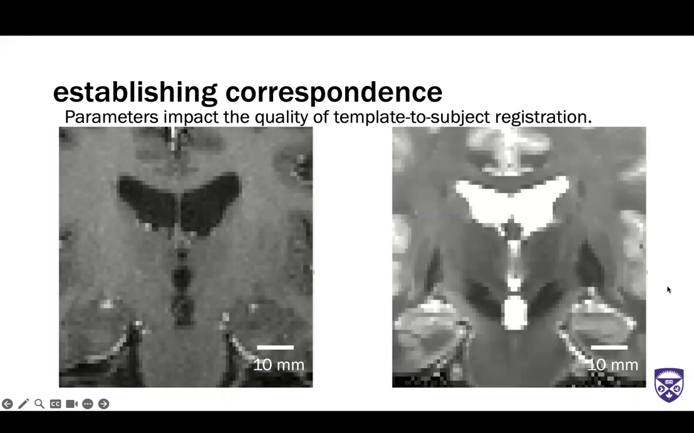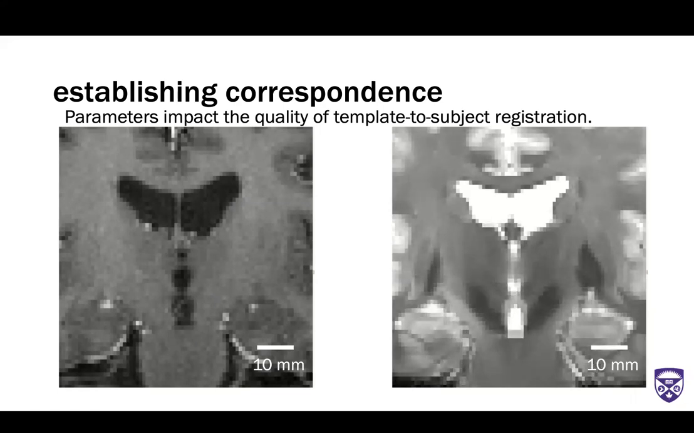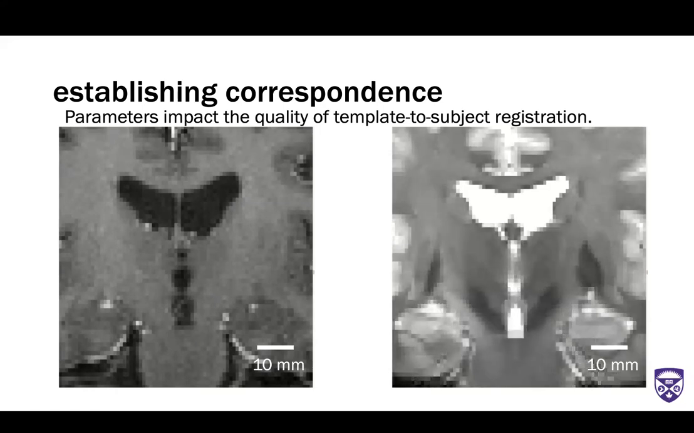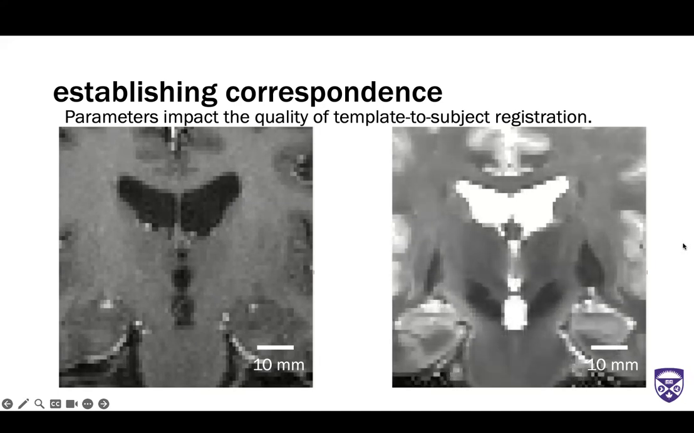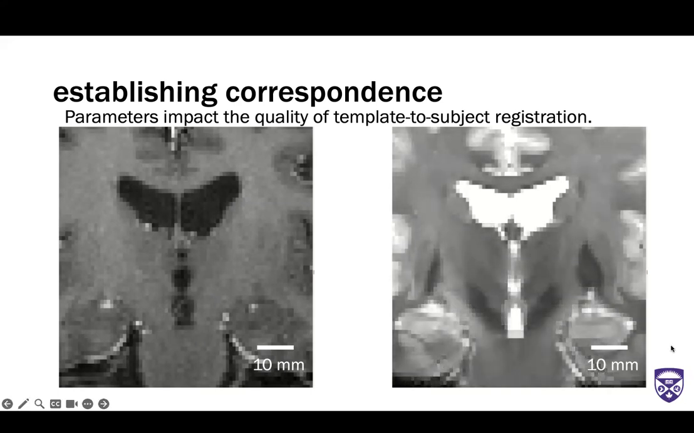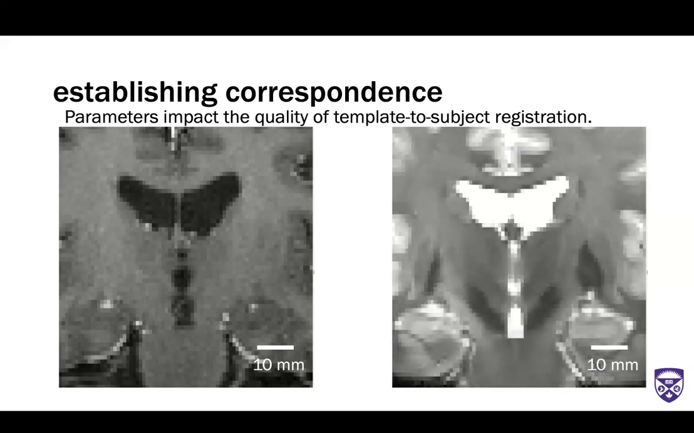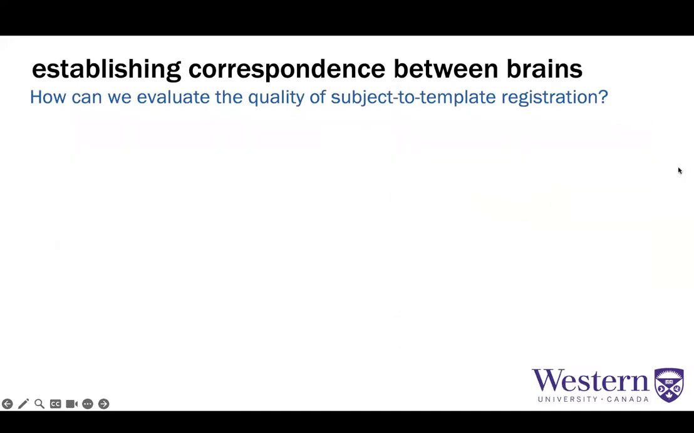Now, if we go to the right-hand side here, we can see that parameters have a significant impact on the quality of this template to subject registration. And these are just two examples of adjusting those parameters. We can see this shift in space of the subthalamic nucleus among other structures that is certainly significant, on the order of close to 10 millimeters. That would render these procedures not usable from a DBS planning perspective if we had this degree of misalignment. And so there's certainly a need for improved ways in which we can assess the quality of these template to subject registrations.